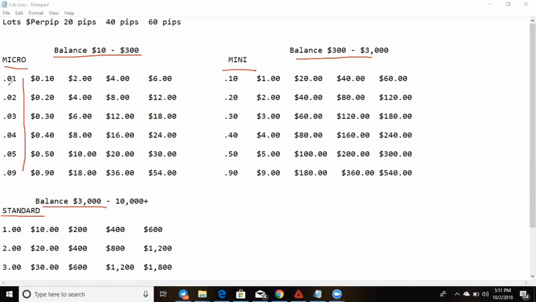Here we have the lot sizes. We also have the dollar per pip and the amount of pips here so we could do the calculation. To find the dollar amount in pips, you simply times the dollar per pip times the total amount of pips you are looking to risk or win. From there, you will have the total amount of dollars you would either lose or win.